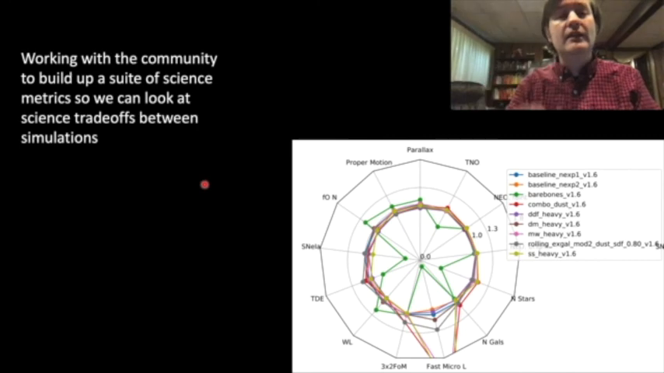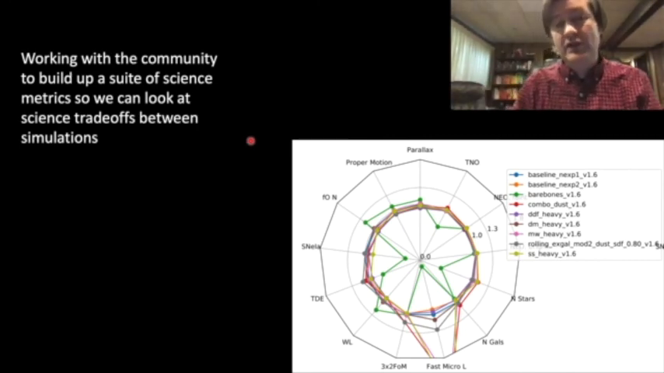So here's an example. We're working with the scientific community to build up a suite of science metrics so we can look at these trade-offs. And here's kind of an example plot of our most recent release of simulations and how different science cases do depending on that.